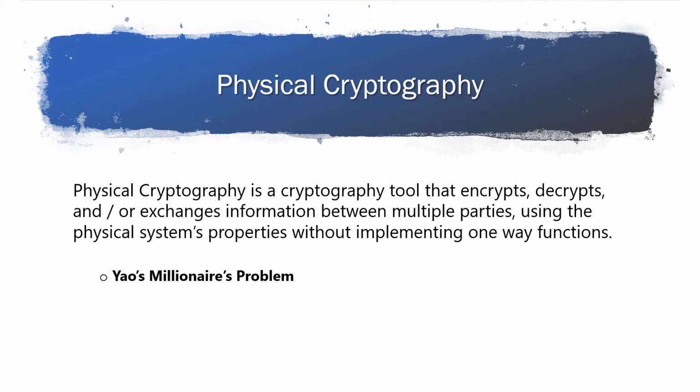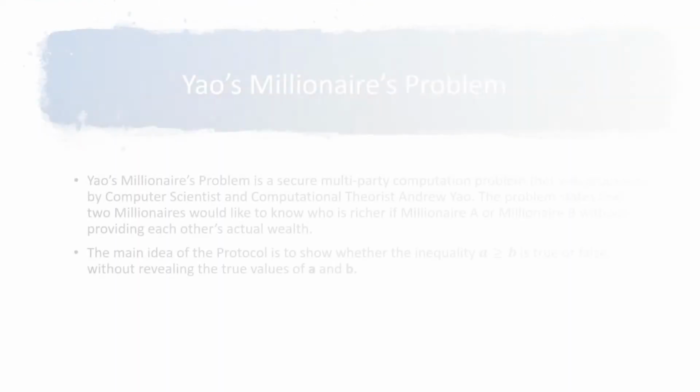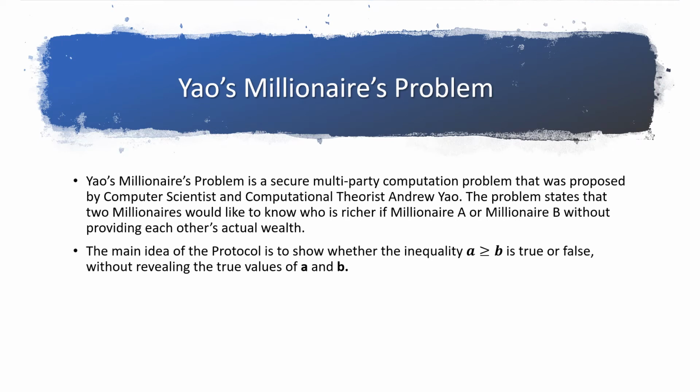So I'm going to focus on the Millionaires' problem now. The Millionaires' problem was proposed by computer scientist and computational theorist Andrew Yao. It's a secure multi-party computation problem whose main idea is to show whether the inequality a greater than or equal to b is true or false without revealing the true values of a and b. In terms of the millionaires section of the problem, it's basically two rich people wanting to know which one of them is wealthier.